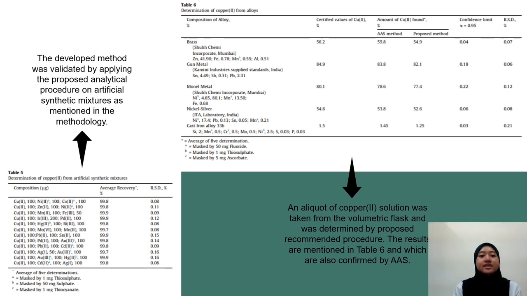So the developed method was validated by applying the proposed analytical procedure on artificial synthetic mixtures as mentioned in the methodology. So next one is table 6, which is the result for determination of copper from alloys. As you can see here at the amount of copper found, the result from the proposed method is similar to the AAS method. So this determined that the proposed method is suitable.